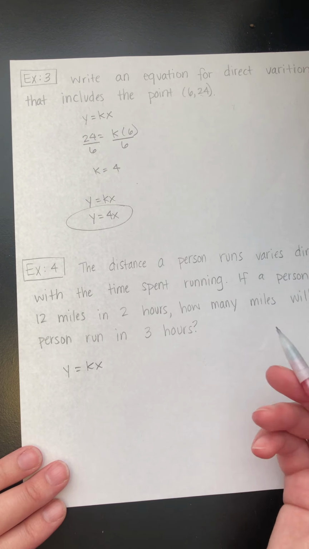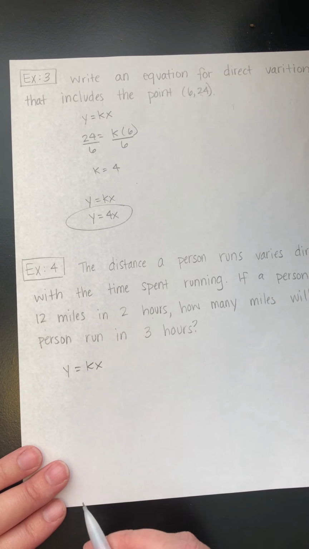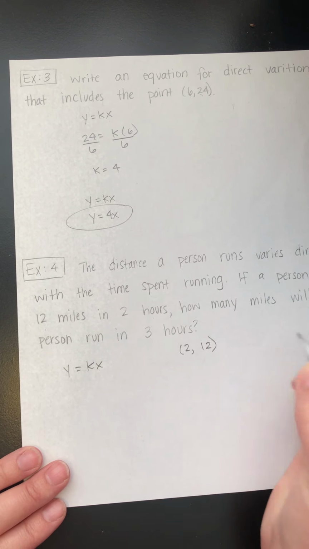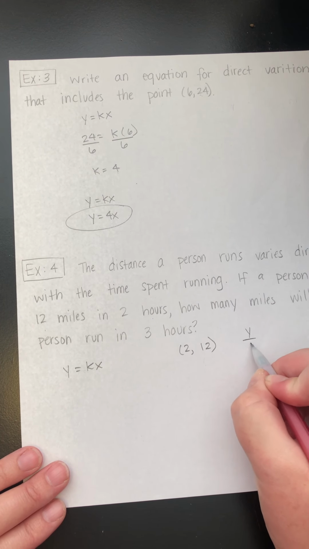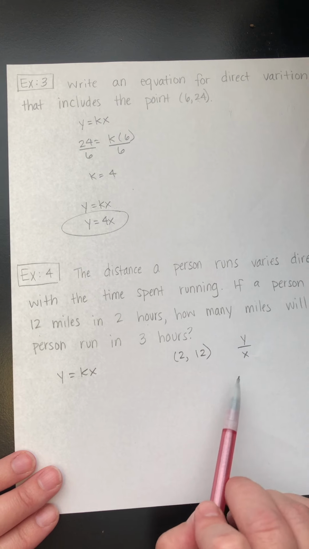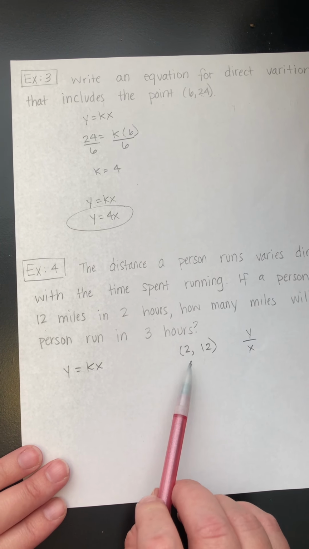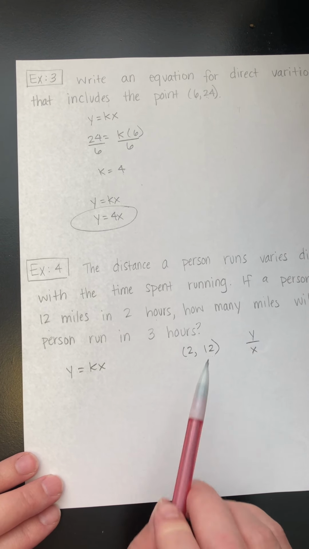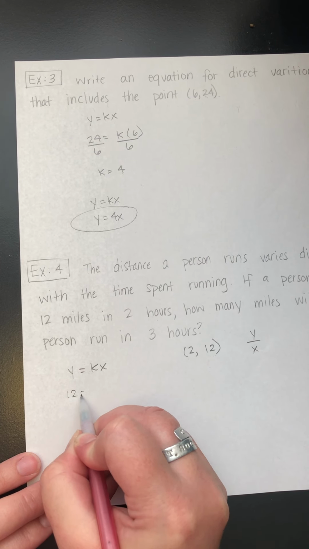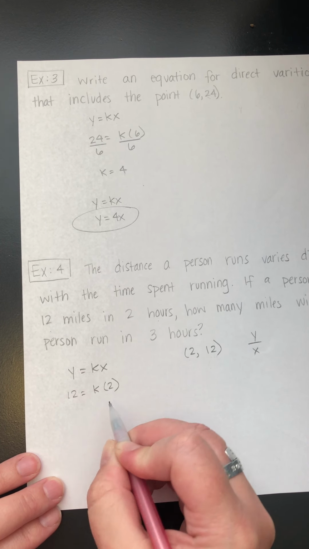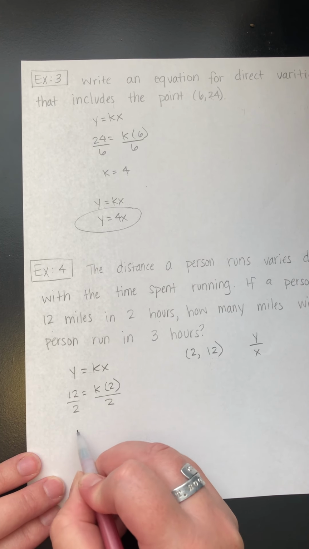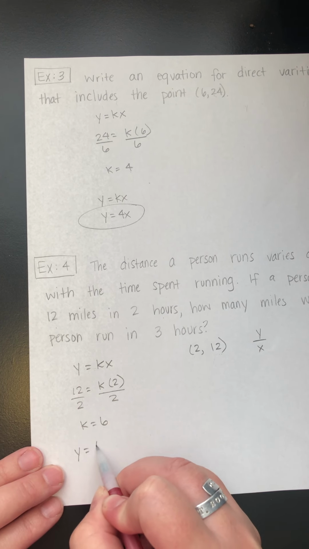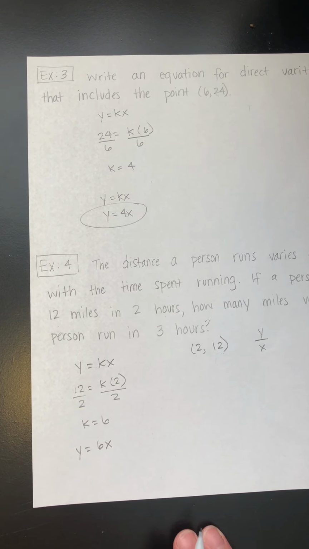So our first point, we have 12 miles in 2 hours. x is going to be 2. y is going to be 12. Because if we were to write it as a ratio, we have y over x. Our distance varies directly with our time. Okay, so this is our point 2, 12. In 2 hours, he ran 12 miles. So we're going to plug that in here. y is 12 equals k times 2. We need to solve for k, so divide both sides by 2. So k equals 6. If we write that as an equation, we have y equals 6x. So that is our equation.